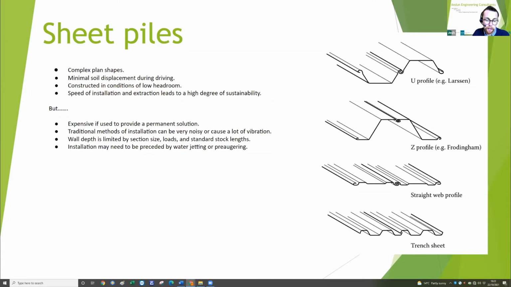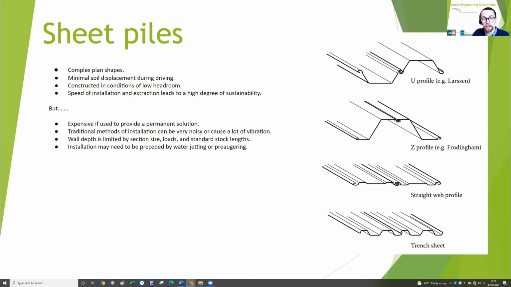You get the ram, where you have the silent piler, where it sits on the piles and then pushes the next pile in. They cause very low vibration and noise, and their speed of installation and extraction leads to a high degree of sustainability because they can be reused. On the negative side, though, they can be expensive if they're used to provide a permanent solution, and traditional methods of installation, such as the percussive techniques, can be very noisy and cause a lot of vibration.